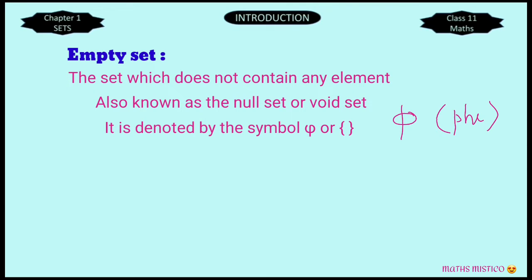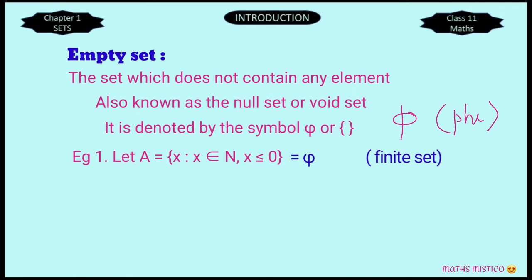To understand the empty set, let us consider an example. A is a set of all x such that x belongs to N and x is less than or equal to 0. Which natural numbers belong to this set? Answer is none. All the natural numbers are greater than 0. So A is the empty set. As it has 0, that is countable elements, it is a finite set.